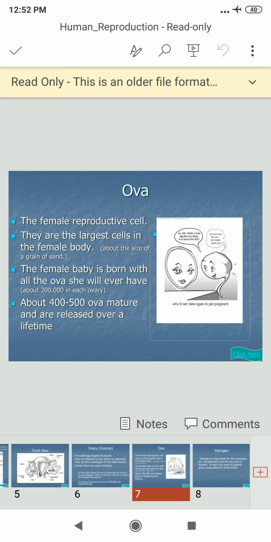You can say this ova, sorry, the female reproductive cell. They are the largest cells in the female body, and the female baby is born with all the ova she will ever have, about 2 lakhs in each ovary. About 400 to 500 ova mature and are released over a lifetime.